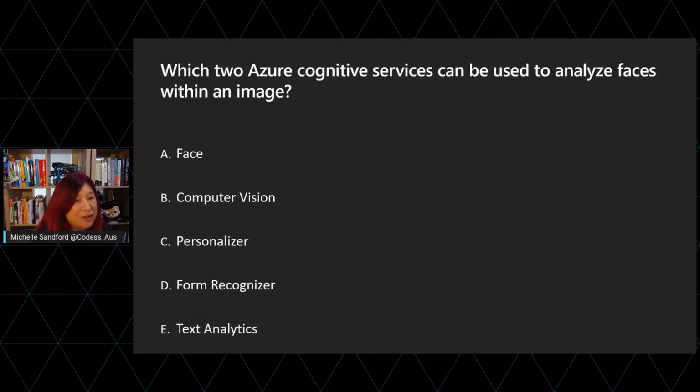So then we've only got two left, and they are face and computer vision. And obviously we analyze faces with face, and computer vision, obviously we are looking at things and people. And so we can use that to detect human faces and predict their age and gender.